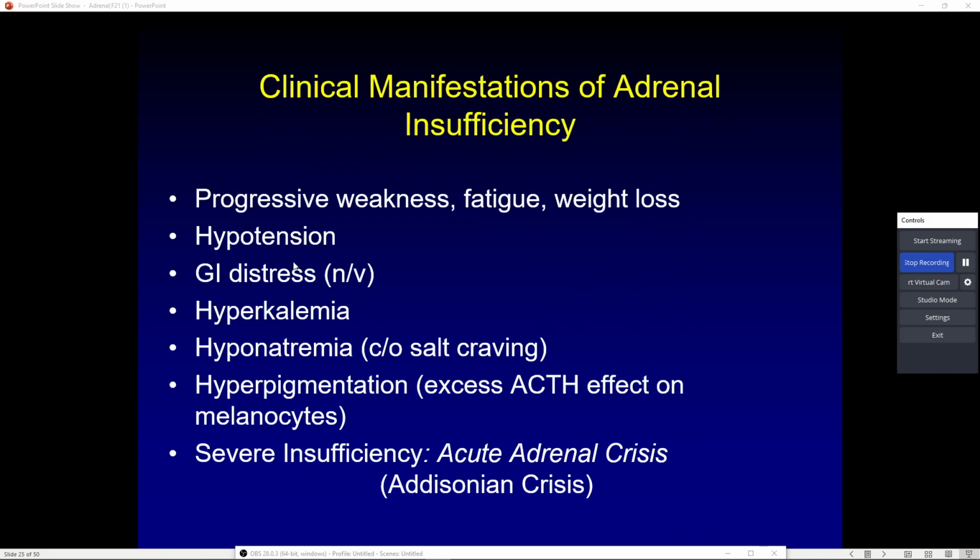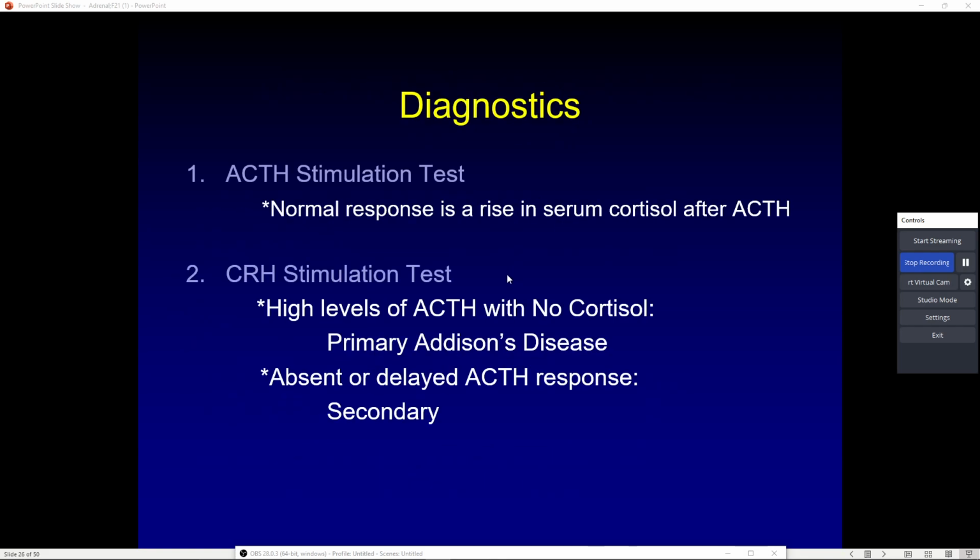It was me. Clinical manifestation of adrenal insufficiency: progressive weakness, fatigue, weight loss, hypotension, GI distress, specifically nausea, vomiting, hyperkalemia, hyponatremia. Okay, you're going to end up with salt cravings for sure. Hyperpigmentation due to excess ACTH effect on melanocytes. Severe insufficiency results in Addisonian crisis, also known as acute adrenal crisis. We'll talk about that in just a second.